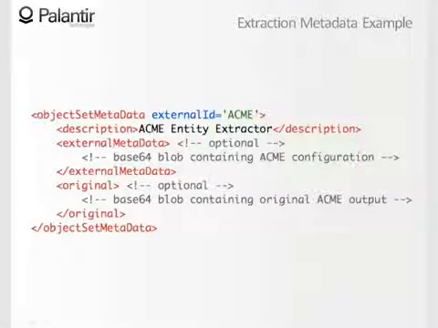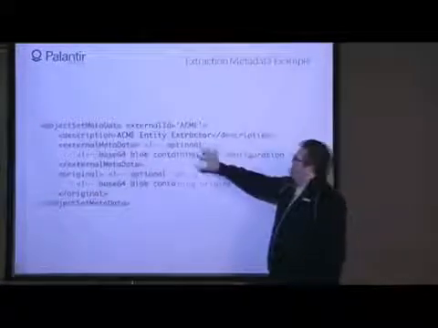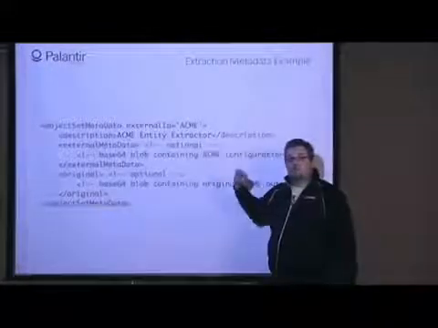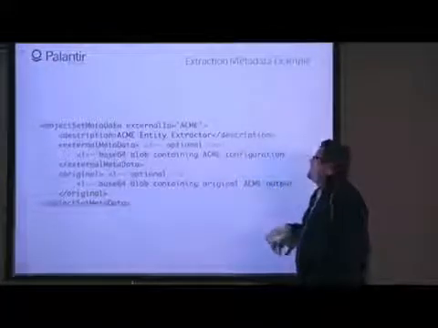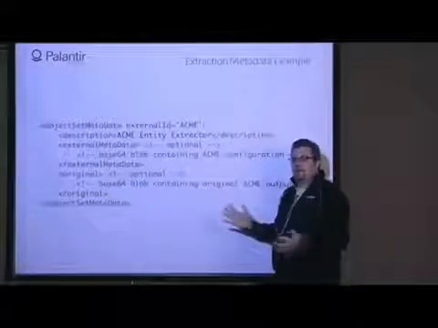Here's an example of the object set metadata section. Here we have an external ID, ACME, which we'll come back to later, which uniquely identifies the type system that we're using. This is a tag that you apply to each entity extractor type system. Here's a description, the ACME entity extractor. And here's the optional external metadata section where we might keep the configuration of how we ran the ACME entity extractor. And here we might put the original document, again, base64 encoded so that any sort of data can be placed there.